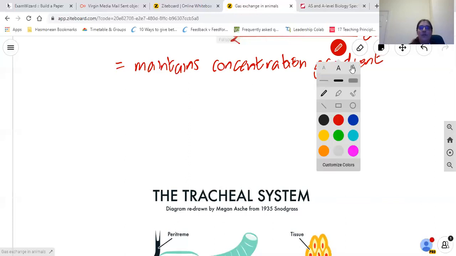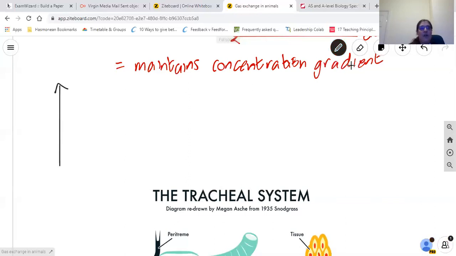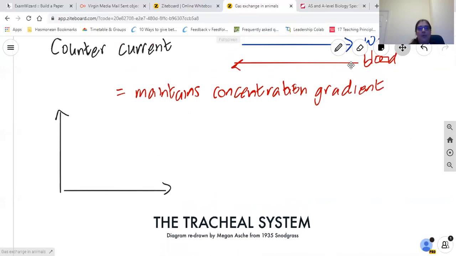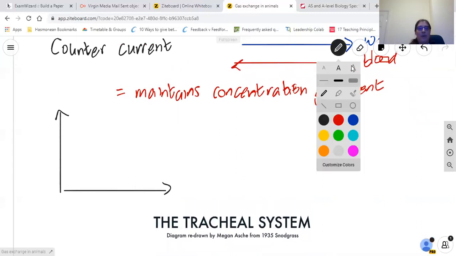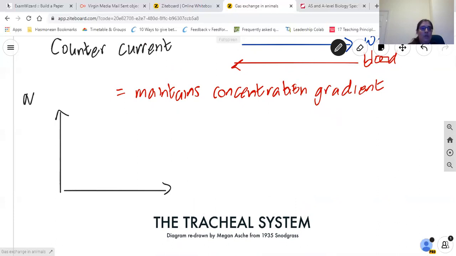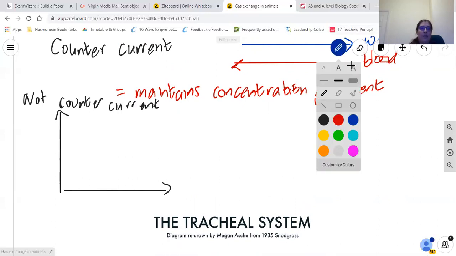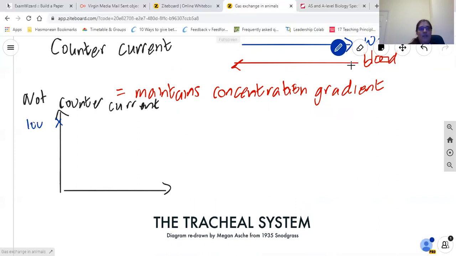So if we imagine, first of all, that we have the graph and we imagine it was not a countercurrent mechanism, which we know is wrong, what we would find is our water would be coming in with, say, 100%. Okay, so let's say this is oxygen concentration, and this is the length along the lamellae. So we're going along our lamellae here.